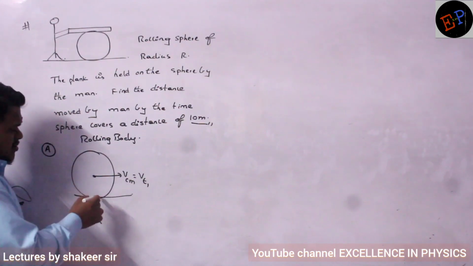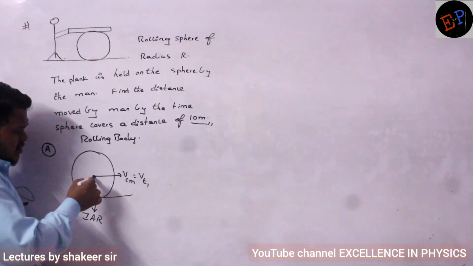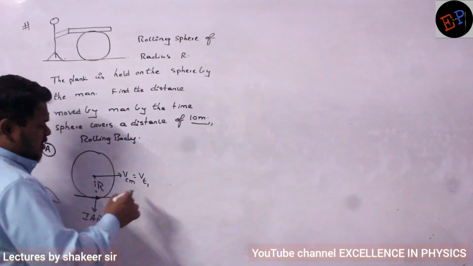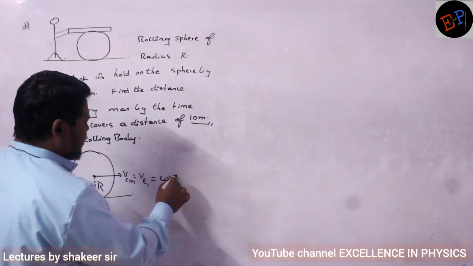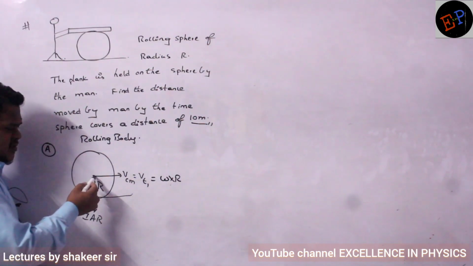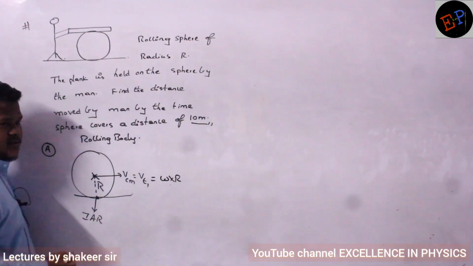So, what is the tangential speed of the middle point? It is at a distance of r from the axis, so the tangential speed formula is omega into r. Are you able to understand? So this middle point, where the center of mass is present, has a tangential speed of omega into r.